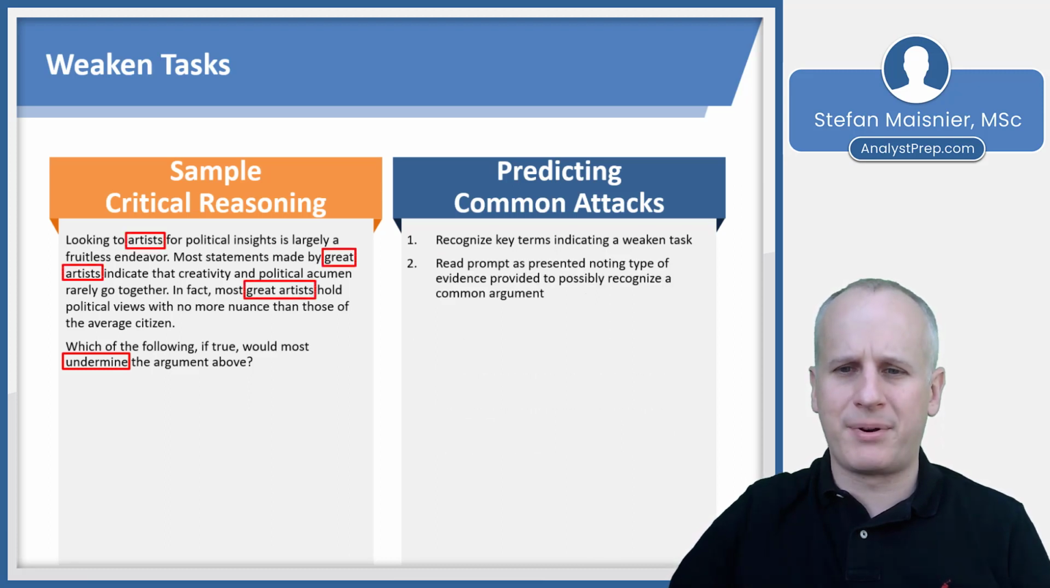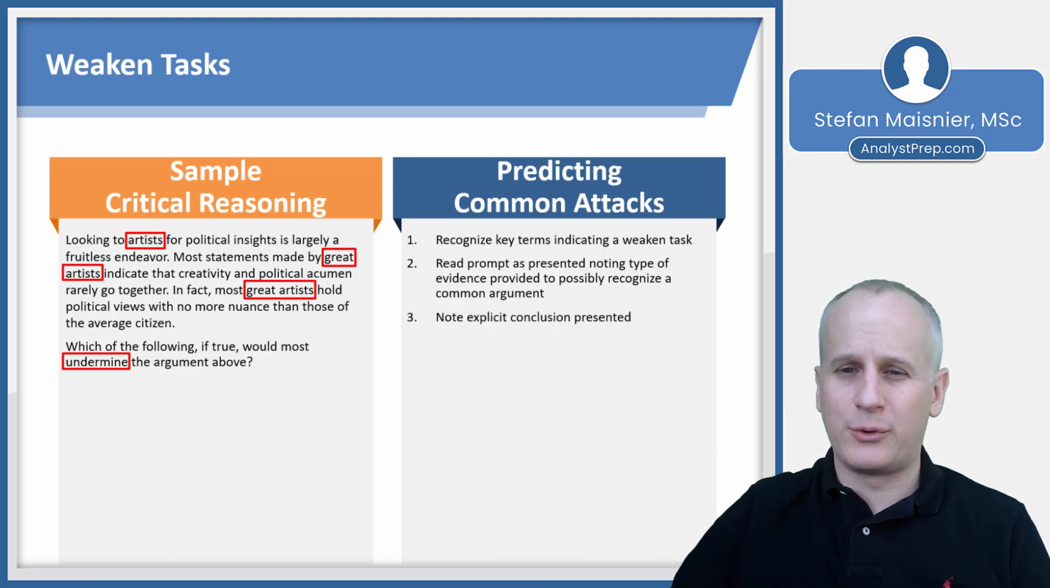Then you're going to read the prompt as presented, and we're going to note types of evidence provided to potentially recognize a common argument. And you can see in the prompt, which we'll read here in a moment, I've already highlighted a couple of terms because this is an example of that term shift we talked about with representation. So, looking to artists for political insights is largely a fruitless endeavor. Most statements made by great artists indicate that creativity and political acumen rarely go together. In fact, most great artists hold political views with no more nuance than those of the average citizen.